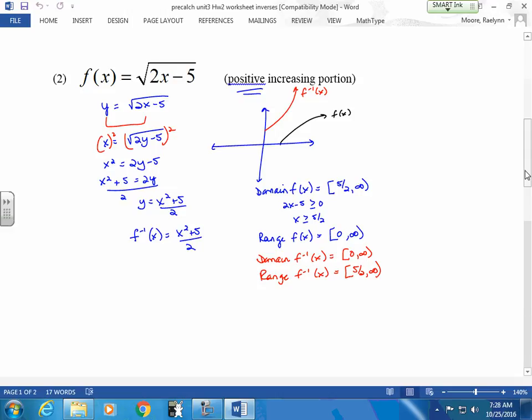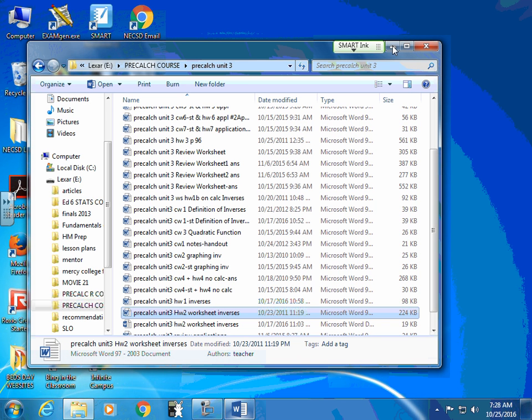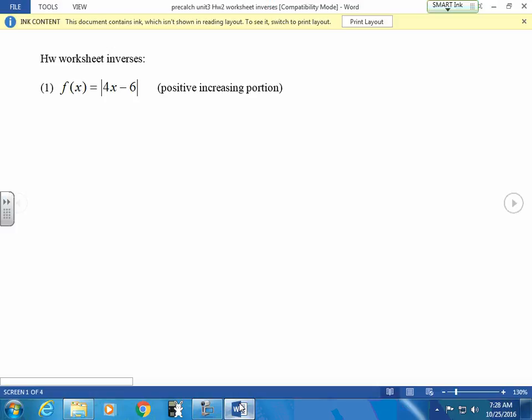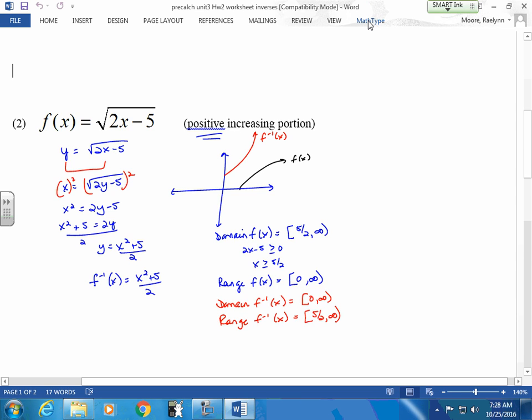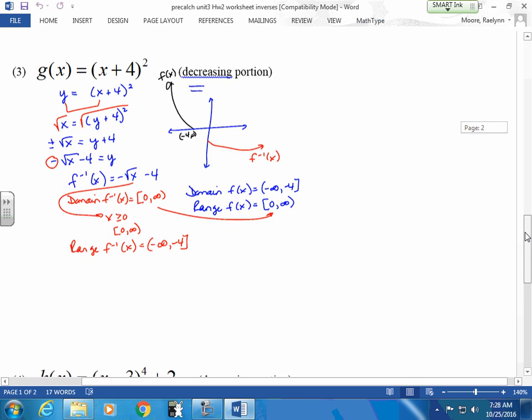Okay, so how does this one look? This one was pretty simple, except when you get to here. Don't forget, whoa, I'm sorry. Don't forget to restrict your domain. Okay. All right. These two guys, decreasing.